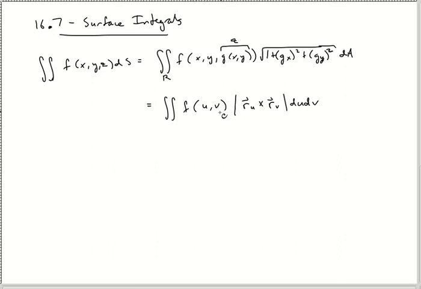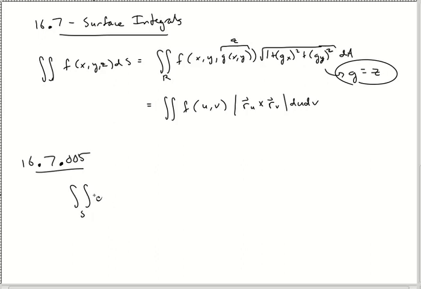Another formula is just using u and v, and of course our magnitude of r sub u cross r sub v. We've seen that before as well. So the only constraint on the top one is that my g is equal to z, essentially. So g and z are the same. Okay, let's go and do some problems.